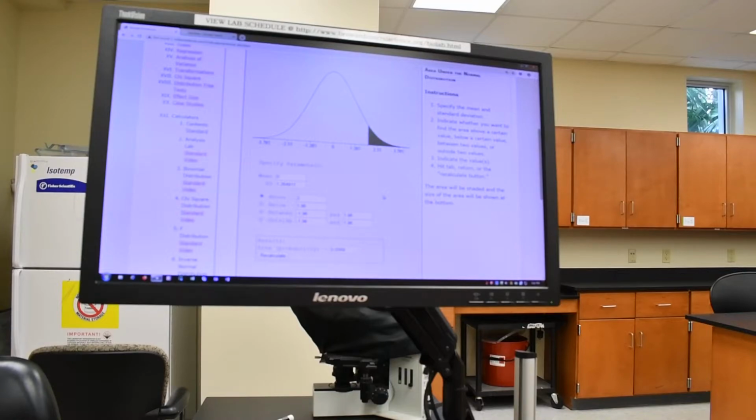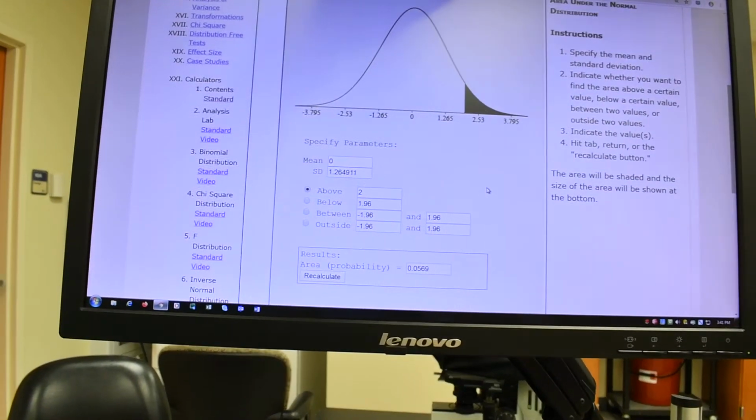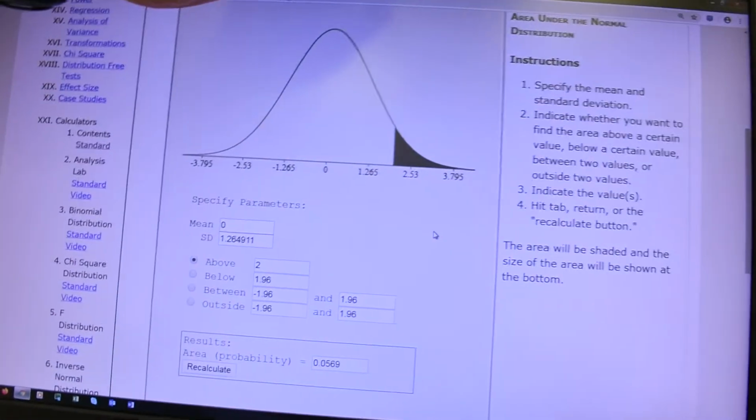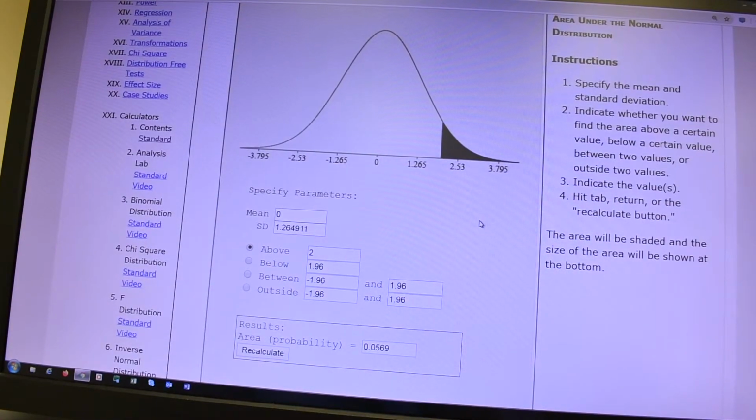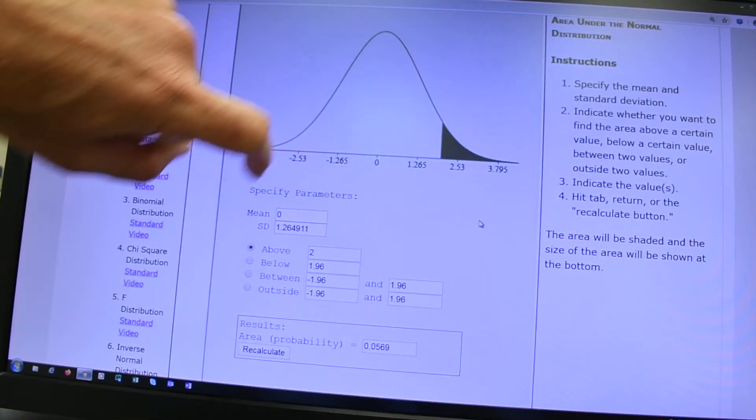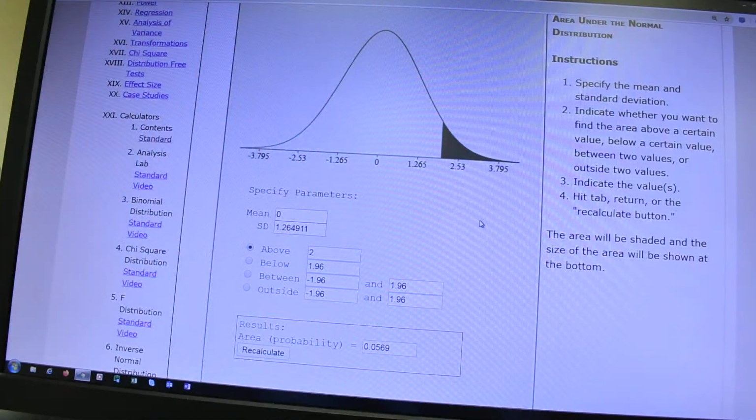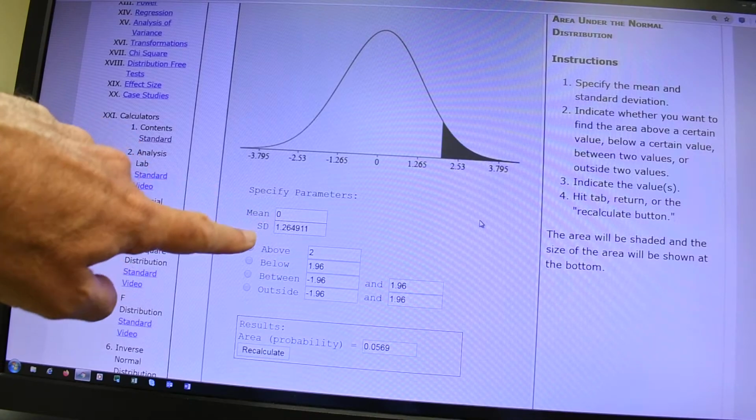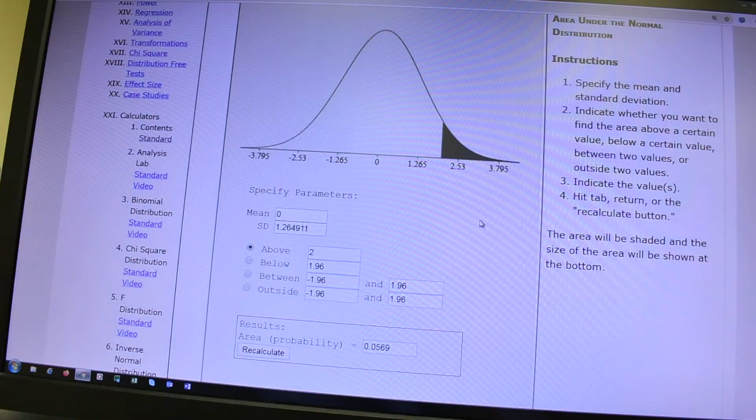Let me just see how this looks on the screen. Okay, let's get this a little closer here for folks. Hopefully everybody can read that. I think you guys have set this up a ton of times before, right? So notice that I have the mean here of 0, okay? And I'm looking for the probability of getting 2 or higher. You see that? And then I put in the standard error there. That's what I calculated on the board.